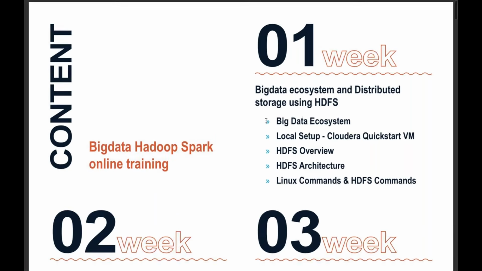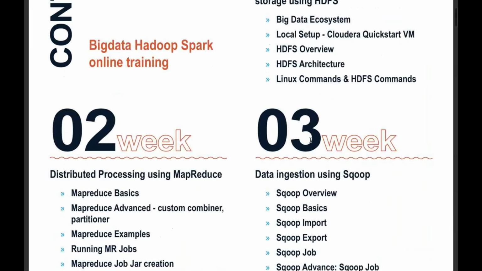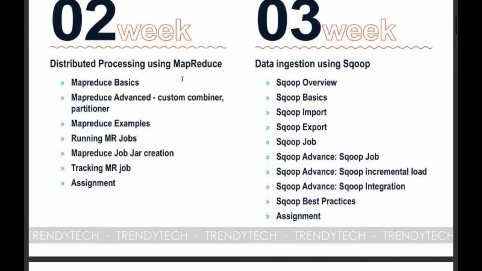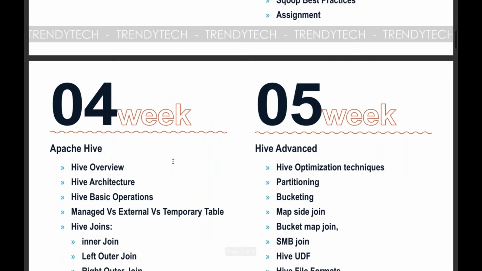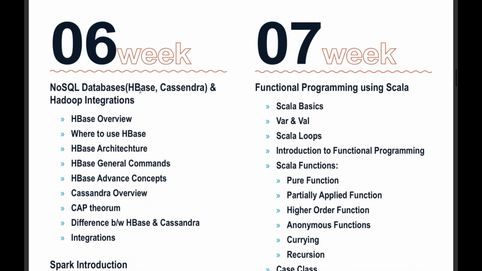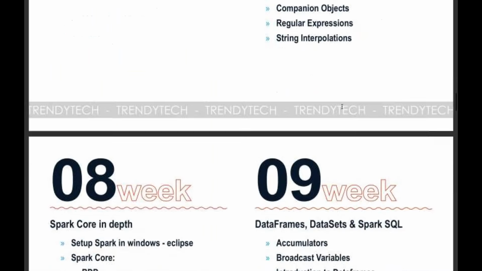First week will be this, basically on HDFS architecture and all Linux commands, HDFS commands. Second week will be distributed processing with MapReduce. Third week will be Sqoop. Fourth week Hive. Fifth week will be Hive Advanced, and even Yarn is there. Sixth week will be your NoSQL, including HBase and Cassandra. Also the Hadoop integrations. Seventh week will be functional programming using Scala in a lot of depth, right?